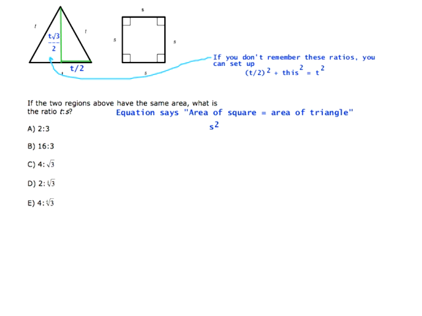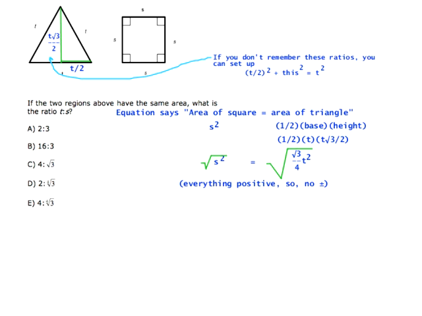So then the area of the triangle is 1/2 base times height, which is 1/2. The base is all of t, not just t half, because it's the whole bottom. And then t rad 3 over 2. So that looks like t squared rad 3 over 4. So you have to set these equal: s squared equals that. If you take the square root of both sides, everything is positive, so you don't have to worry about a plus or minus sign.